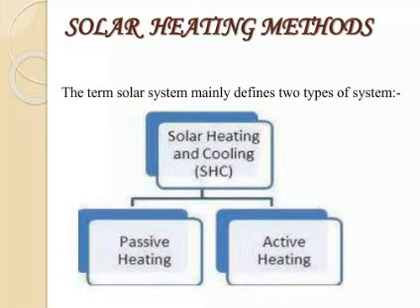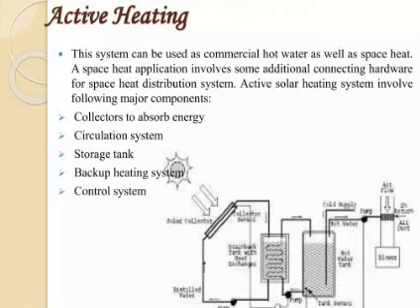The solar heating methods. The term solar system mainly defines two types of system: passive heating and active heating. Active heating. This system can be used for commercial hot water as well as space heat. A space heat application involves some additional connecting hardware for a space heat distribution system. Active solar heating systems involve the following major components: collectors to absorb energy, circulation system, storage tank, backup heating system, and control system.